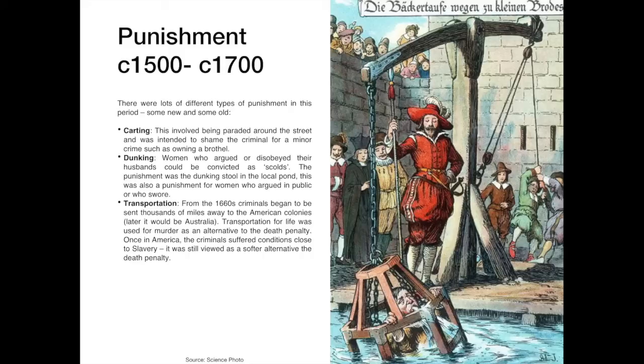Transportation. From the 1660s, criminals began to be sent thousands of miles away to the American colonies. Later, it would be Australia. Transportation for life was used for murder as an alternative to the death penalty. Once in America, the criminals suffered conditions close to slavery. It was still viewed as a softer alternative to the death penalty.